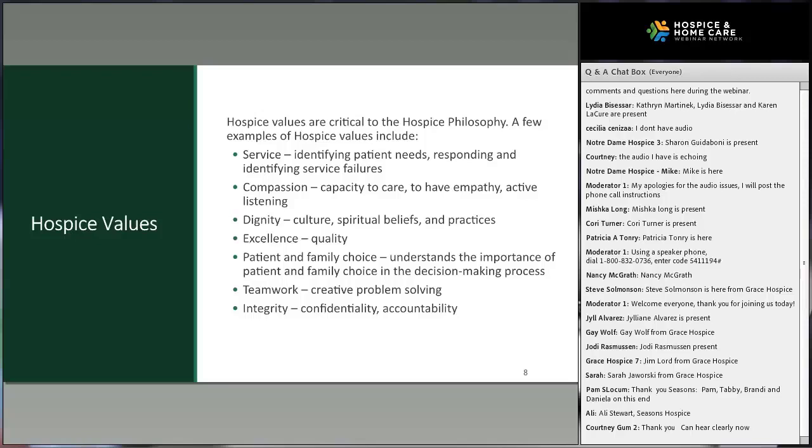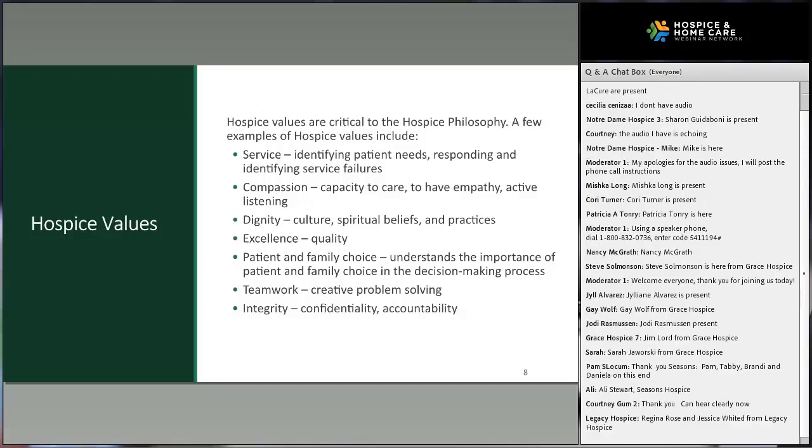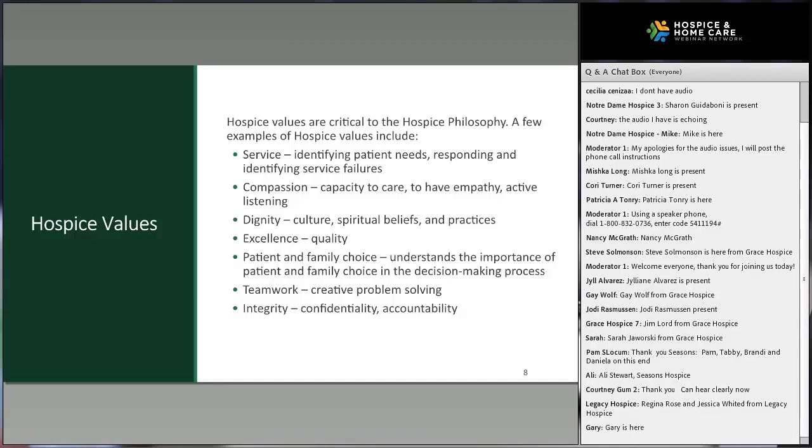So what are the hospice values that are critical to the hospice philosophy? Let's just talk about a few examples of those. Number one is service. What we're looking for in hospice is helping to identify patient needs and responding to and identifying any service failures. Oftentimes when there are audits being done, or you're turning in quality assurance reports, many times those challenges can be linked to service failures. So service is very much at the forefront of hospice.